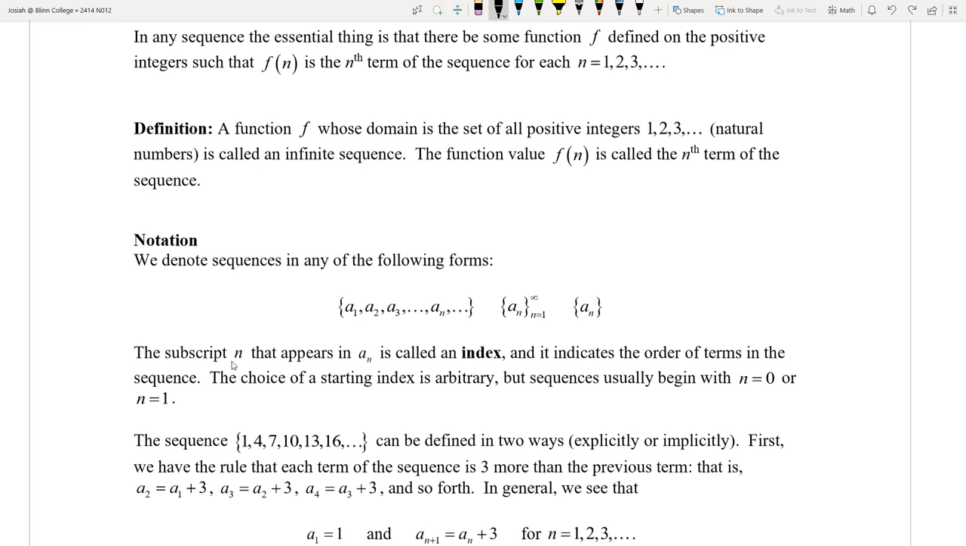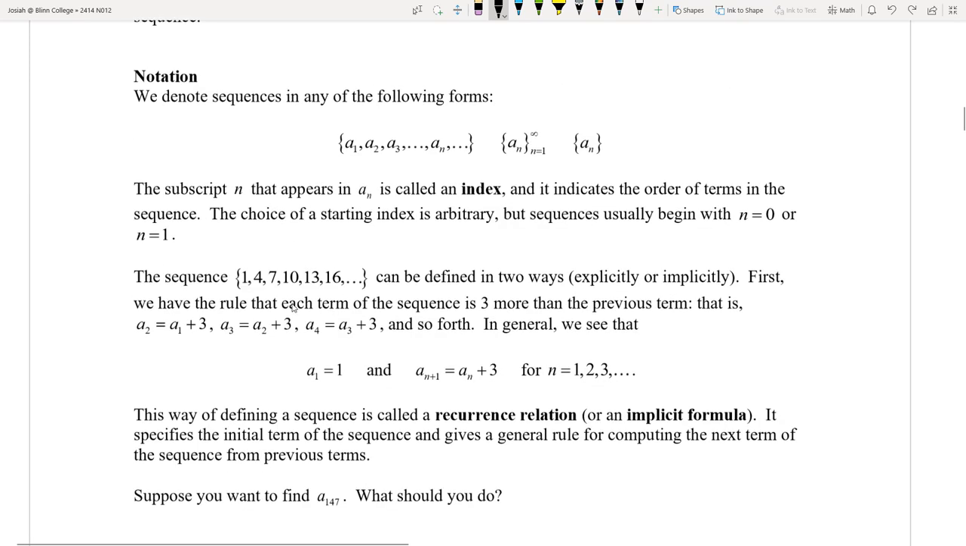That subscript n is the index. It tells us the order of terms. So usually we'll begin with n equals 1. Sometimes we can begin with n equals 0. There will be cases later on in this chapter where we will have to be careful about which one we're starting with, and we'll kind of pick the same one here.